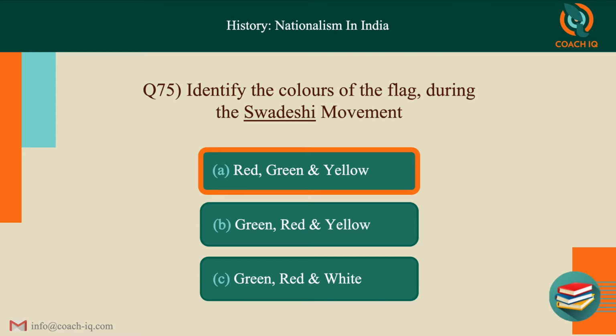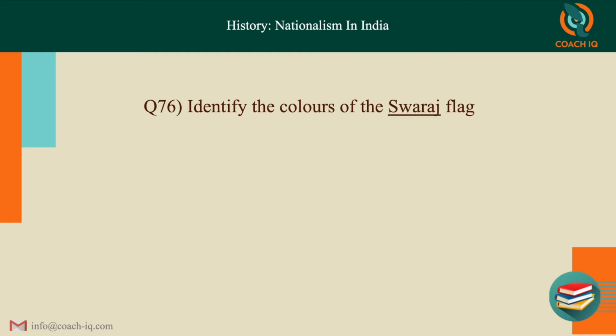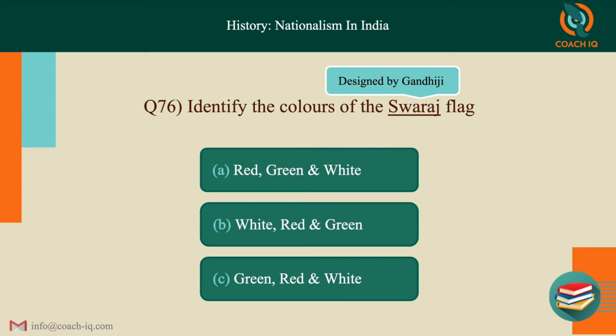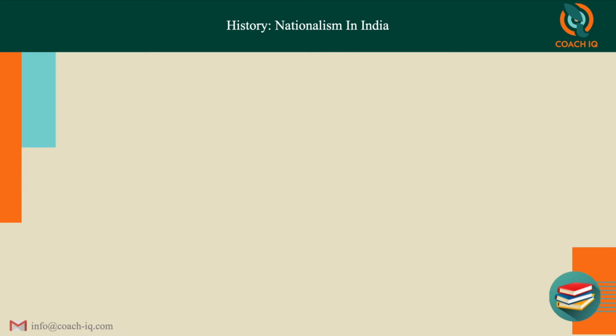Red, green and yellow. Identify the colors of the Swaraj flag. Swaraj flag designed by Gandhiji in 1921. Here it is red, green and white. So remember, Swadeshi is red, green and yellow, whereas Swaraj flag is red, green, that is common. Yellow changes to white. So red, green and white.